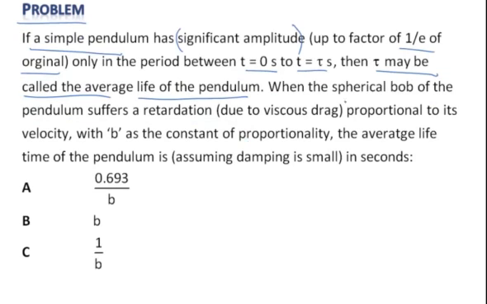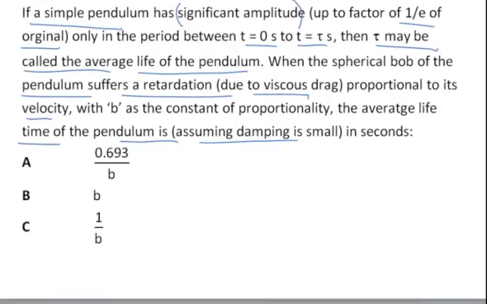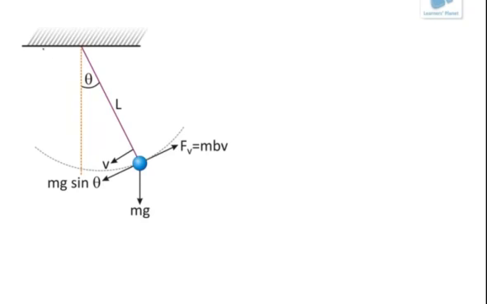When the spherical bob of the pendulum suffers a retardation due to viscous drag proportional to its velocity, with b as the constant of proportionality, the average lifetime of the pendulum is, okay, we are assuming that damping is small. Now let us understand. Let us say this pendulum is suspended from the ceiling, and it is kept in an atmosphere or surrounding wherein this bob experiences viscous drag.